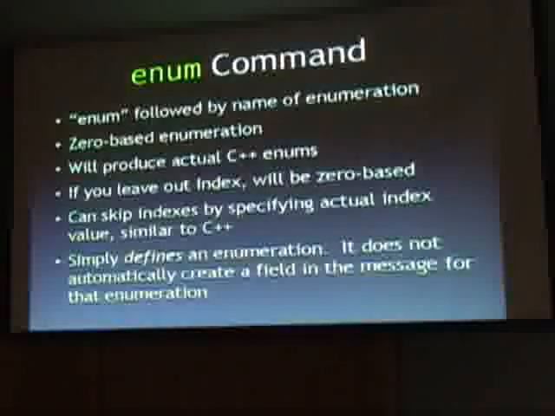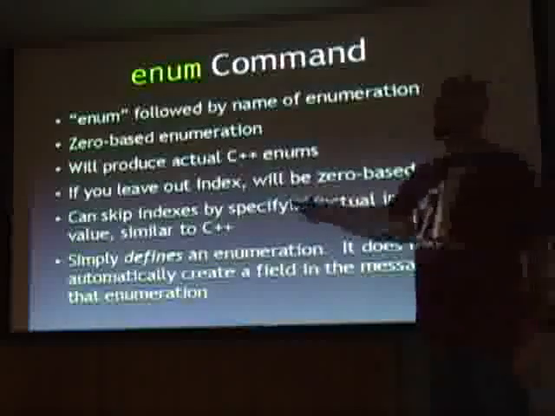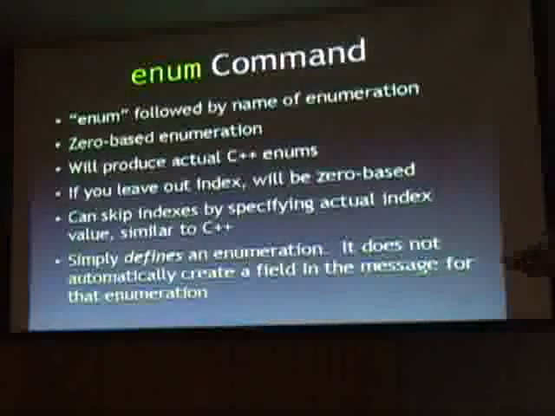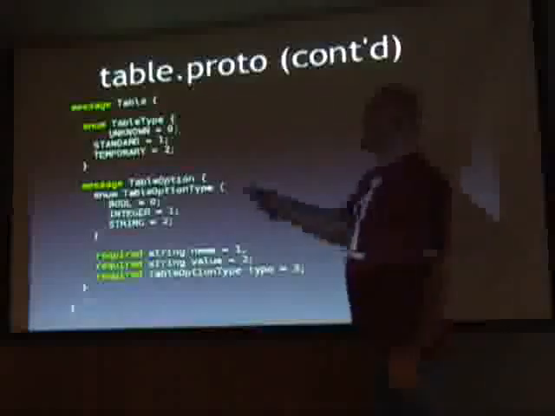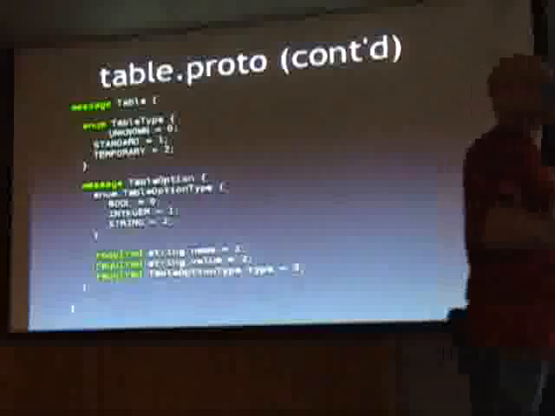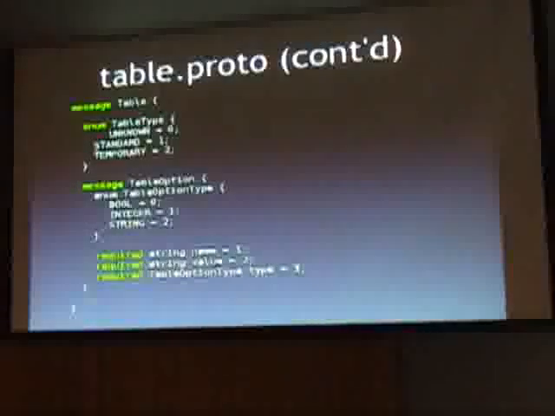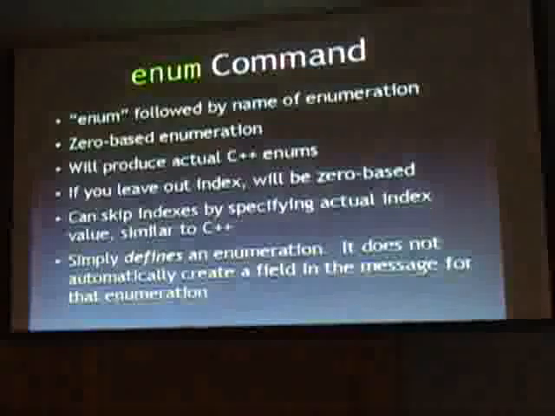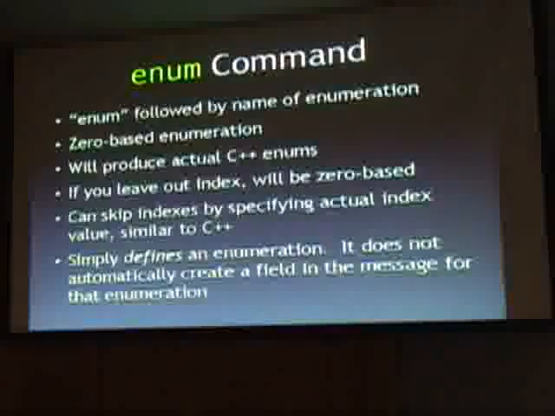If you leave out the index, it will be 0-based. So unlike the field index in the message, you can leave off the index in an enum. But just like C++, you can skip sequences in the enum by specifying an index yourself. So I could say 0, 10, 11, to skip sequences, if I wanted to provide some space for other options. And this simply defines an enumeration.